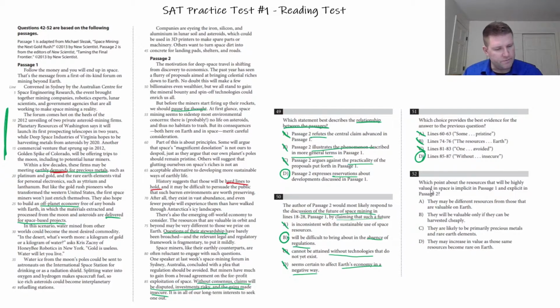And then last one, 52. Which point about the resources that will be highly valued in space, specifically in space, is implicit in Passage 1 and explicit in Passage 2?